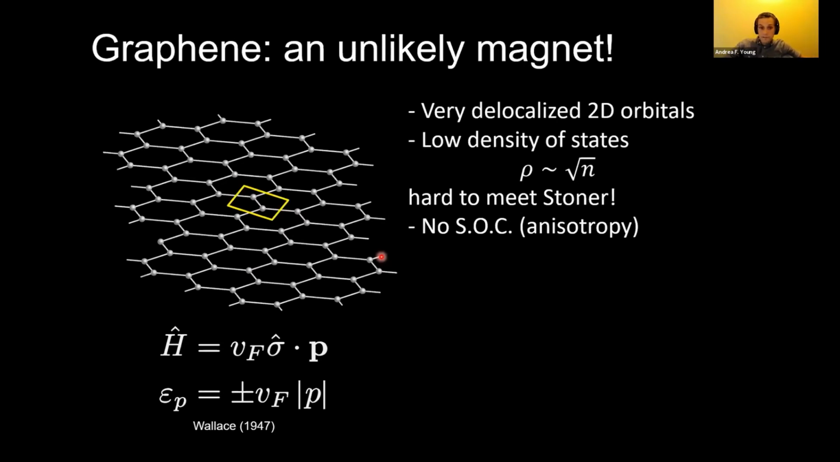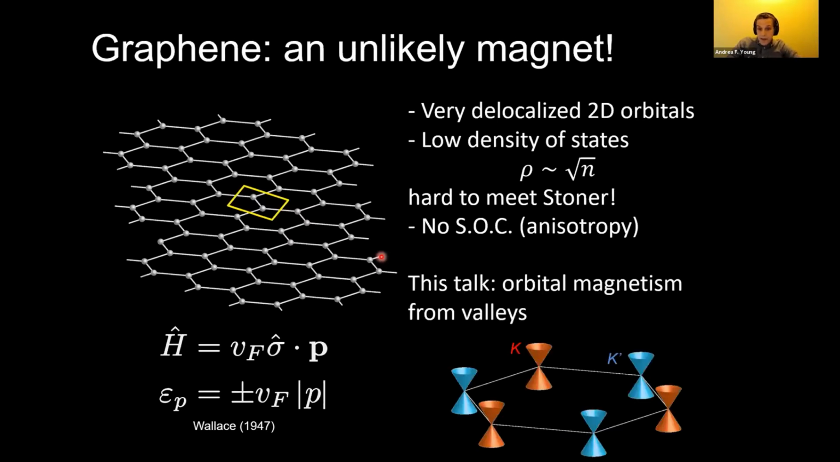So at first blush, it looks like this is not really going to be much of a magnet. Now, one of the things that saves you, and that will save this effort, is that this issue of having no spin-orbit coupling and therefore no anisotropy, at least, is going to be sorted out by just taking a different view of what you mean by magnet.